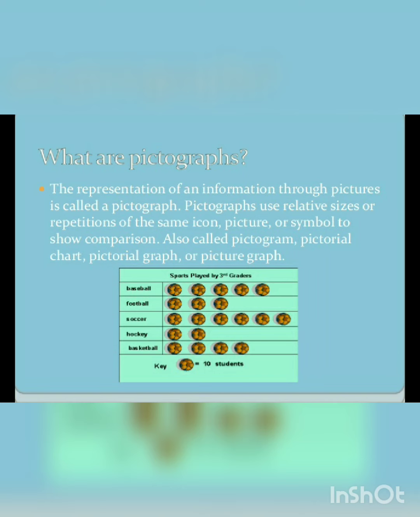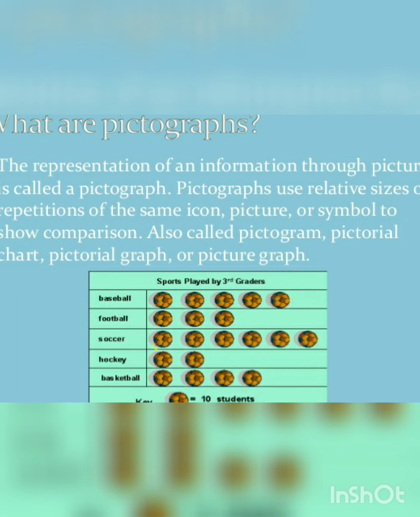Now what is a pictograph? The representation of information through pictures is called a pictograph. A pictograph uses relative size or repetition of the same icon, picture or symbol to show comparison. It is also called a pictogram, pictorial chart or picture graph. So here is an example of a pictograph.